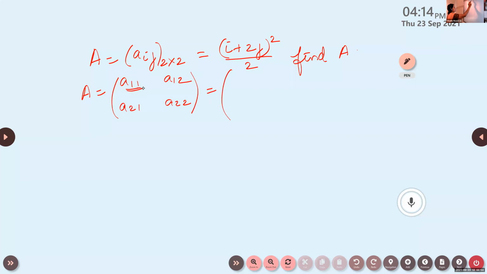A11, if you write it straight away, you can substitute here. I is 1 and J is 1. What will be the answer? Aditya, what is A11? 9 by 2. Yes, 9 by 2. Michael, what is A12?